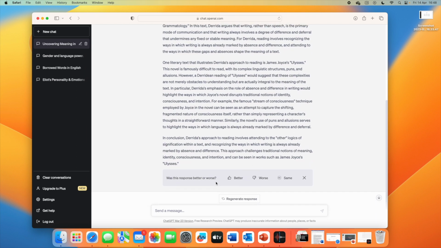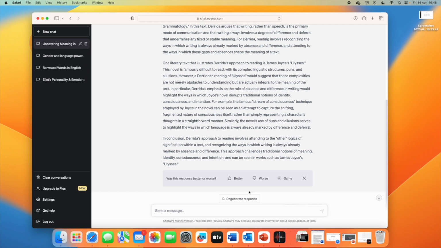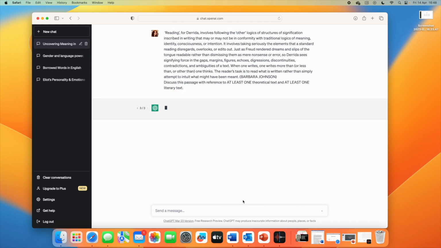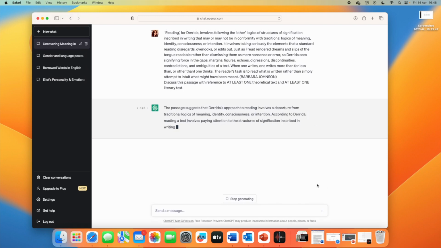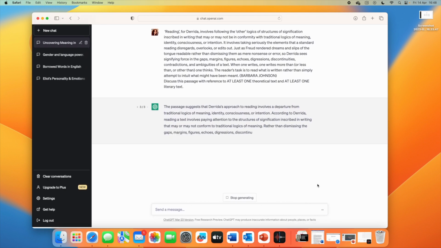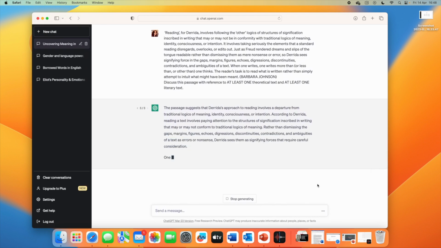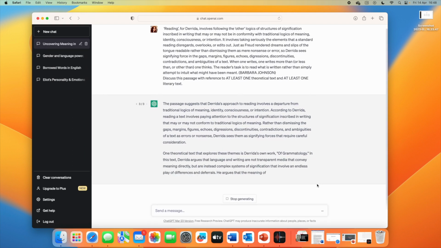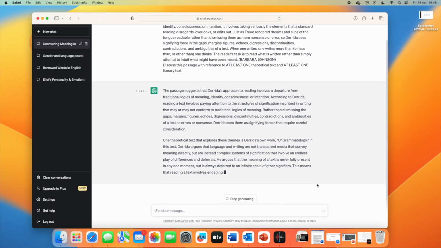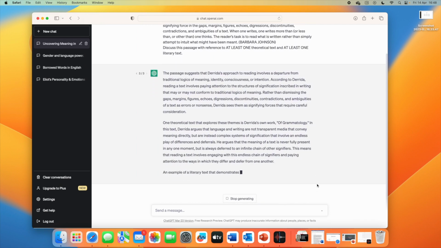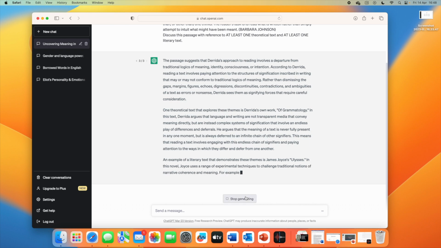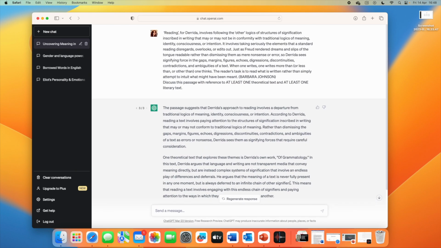Again, it said that I should look at James Joyce's Ulysses. So, I'd probably say this is a worse recommendation, but I'm just going to regenerate it again and see what comes up once more. Okay, so it's talking of Grammatology again. It's a pretty good text. No, so it's generating the same response here. So I'd kind of stop there.